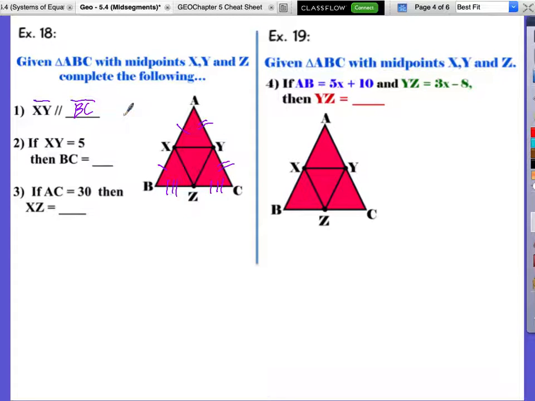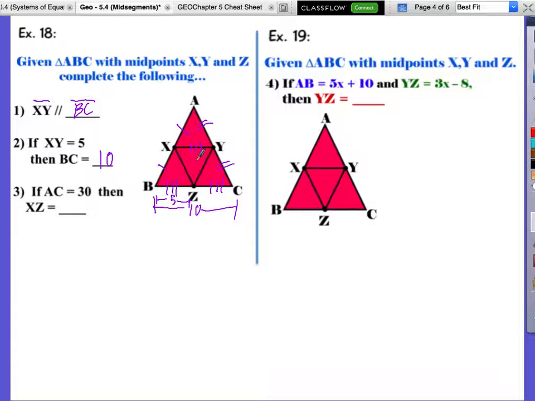Now, if segment XY has a measure of 5, what's BC have to be? 10. So if this whole thing is 10 here, what's that mean this little part is? 5, right? Because it's half of it. So what's that mean this is? 5. So does this also get 3 marks? Because this is half of the whole thing, and this is also half of that side.